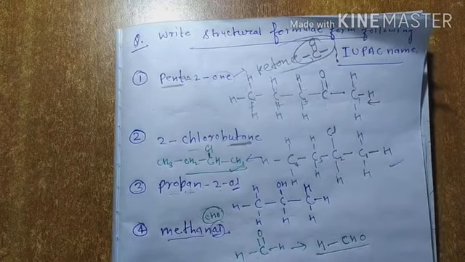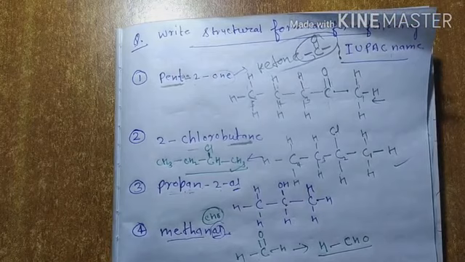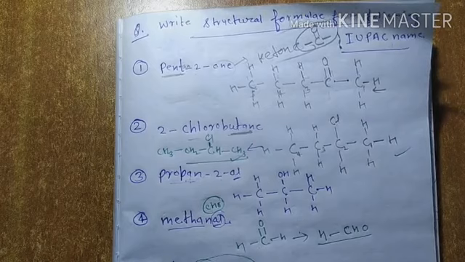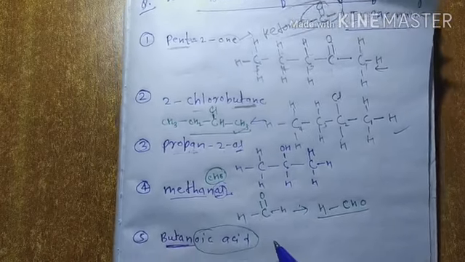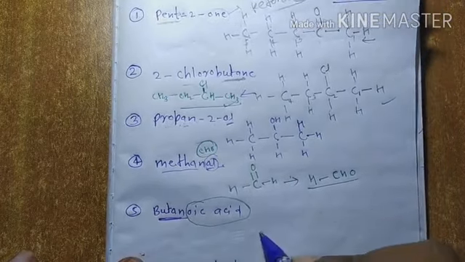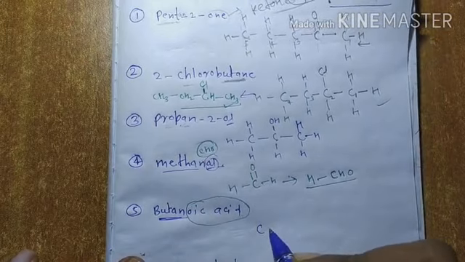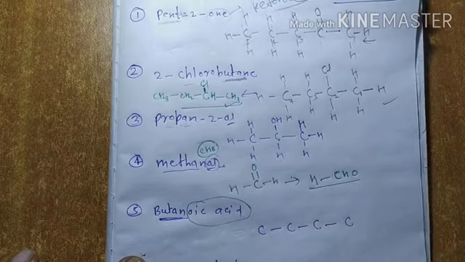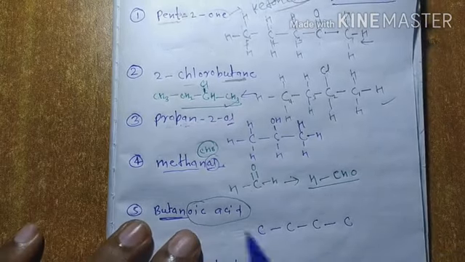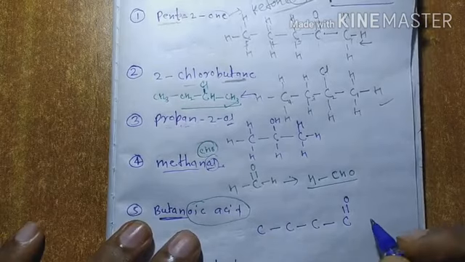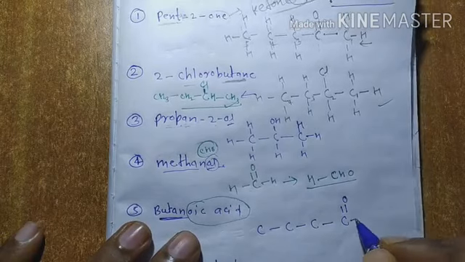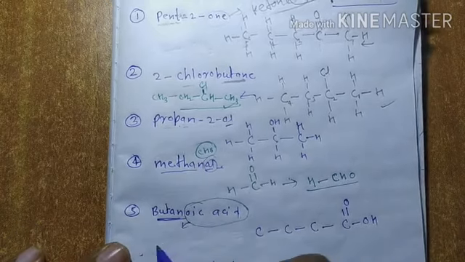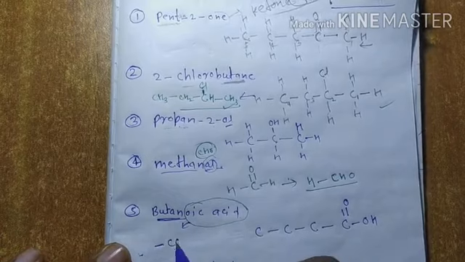Butanoic acid: "oic acid" stands for carboxylic acid. Butane means the number of carbon atoms will be 4, with all single bonds between the carbon atoms. "Oic acid" always comes on the last carbon atom, because the carboxylic acid functional group is COOH.